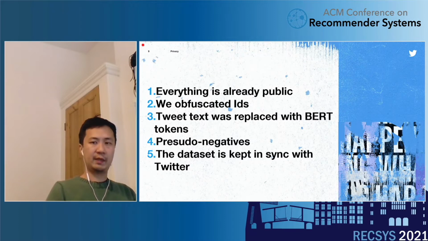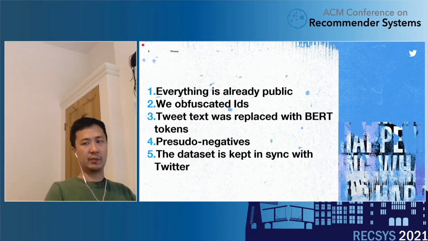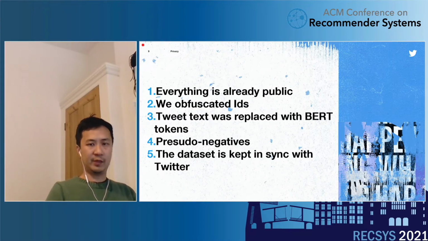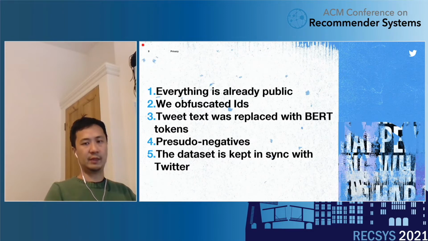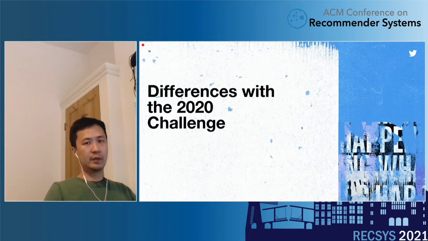One important aspect is that we are not able to release real negative data, which customers are impressed with but didn't engage, because this is actually private information. Instead, we sampled pseudo-negatives from our network. Finally, the dataset is kept in sync with Twitter, so any non-public data is promptly removed from the dataset. This could be due to user setting their account to be private or deleting of the tweet. The above detail hasn't really changed from 2020.